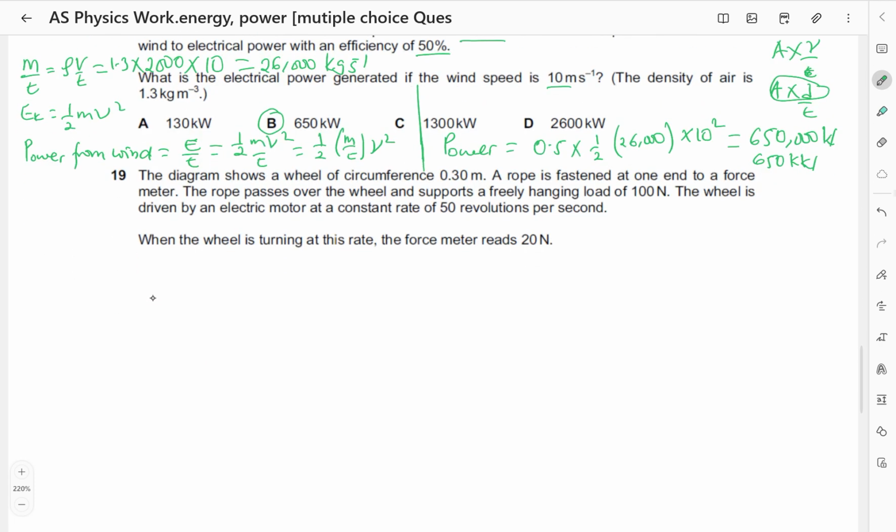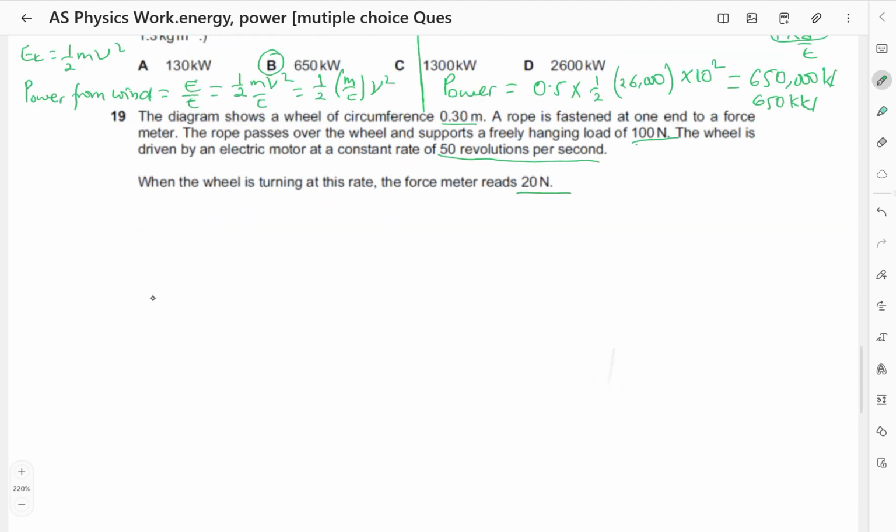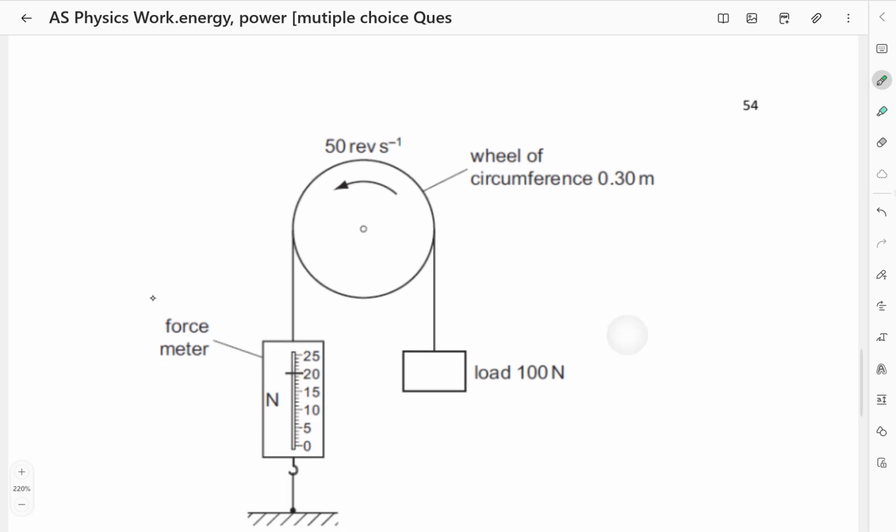The diagram shows a wheel of circumference 0.3 meters. A rope is fastened at one end to a force meter. The rope passes over the wheel and supports a freely hanging load of 100 newtons. The wheel is driven by an electric motor at a constant rate of 50 revolutions per second. When the wheel is turning at this rate, the force meter reads 20 newtons. So this one is easy. Let's just see the diagram.